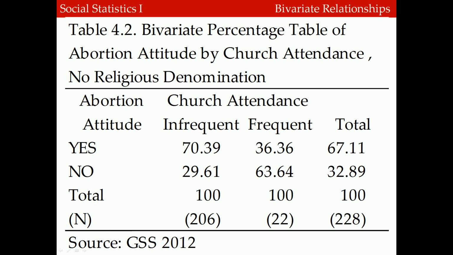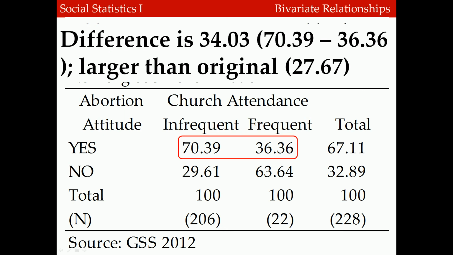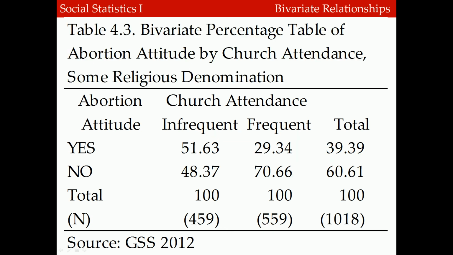Okay, so first, let's look at the partial table for only those people who have no religious denomination. It turns out that there's 228 of those people. And notice that the relationship here is the following. Of those who infrequently attend church, about 70% say that they support abortion, whereas of those who attend church frequently, only 36% support abortion. This is among people who have no religious affiliation whatsoever. And so here there's about a 34% difference, and that's larger than the original, which you recall was about 27%.